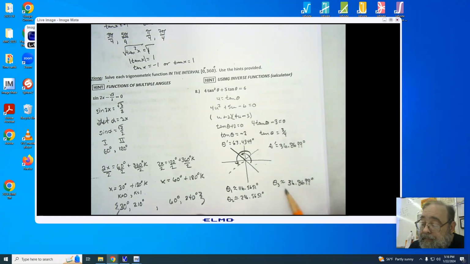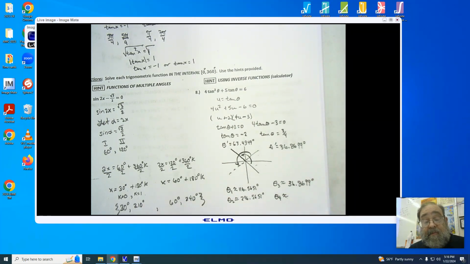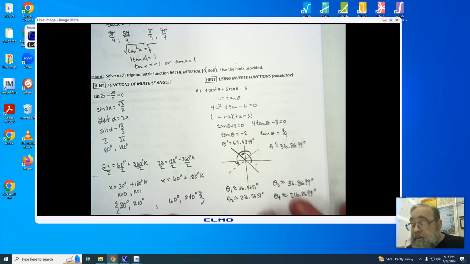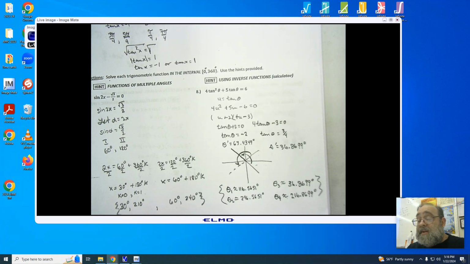Again, I did round. We're now going to find the second answer for this one, which will be the fourth overall answer, and I'm going to add 180 degrees to it. I end up getting 216.8699 degrees. And I now have all 4 solutions. They are non-standard, between 0 and 360. Keep in mind, if I had something like 720, I would keep adding 180 degrees until my values exceed the domain that we are seeking.